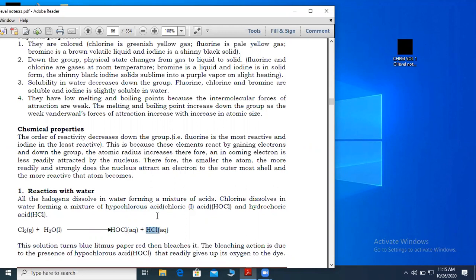And for that reason, I remember saying, let me see if the question is already there. To the resultant solution, a blue litmus paper was added. State what was observed. We said this resultant solution turns blue litmus paper red and then bleaches it. Bleaches it means to make it lose color.